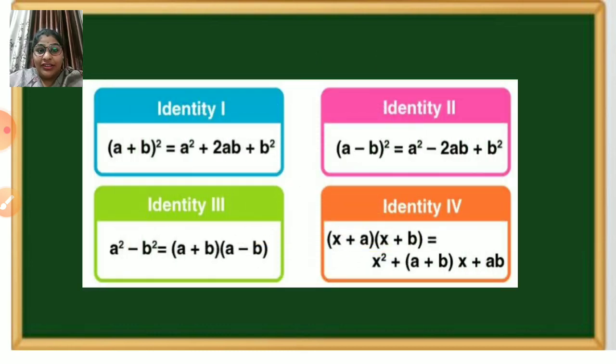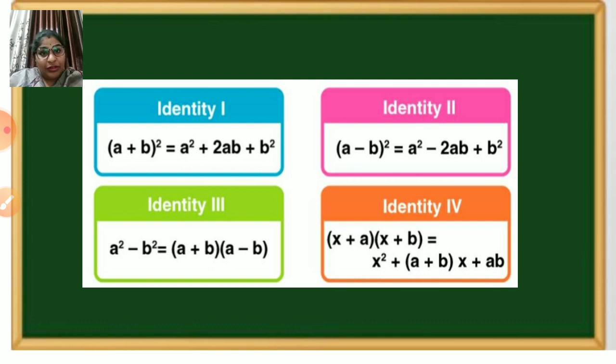So till now children, these four identities we have learnt. (a plus b) whole square is equal to a square plus 2ab plus b square. (a minus b) whole square is equal to a square minus 2ab plus b square. a square minus b square is equal to (a plus b) multiplied by (a minus b). And the last one we have seen is (x plus a) into (x plus b) is equal to x square plus (a plus b) multiplied by x plus ab.